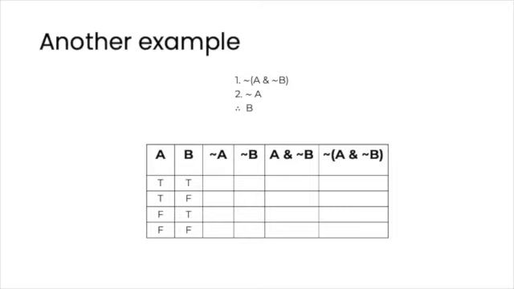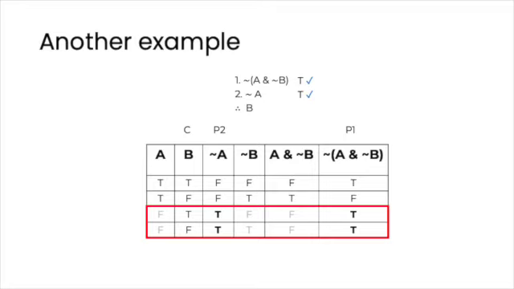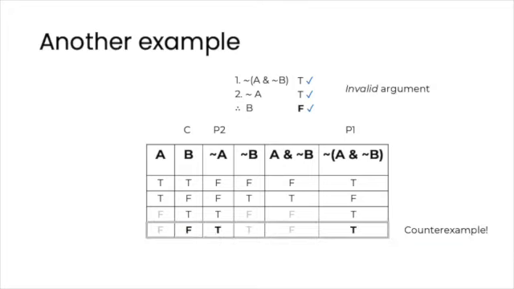Okay, let's look at the complete truth table. The first step is to look for rows in which both premises are true. Only rows 3 and 4 are good in this respect. And if we look at row 4, we can see that it does constitute a counterexample, since the conclusion comes out false there. So row 4 shows that it's possible for this argument's premises to be true while its conclusion is false, and in consequence that it is invalid.